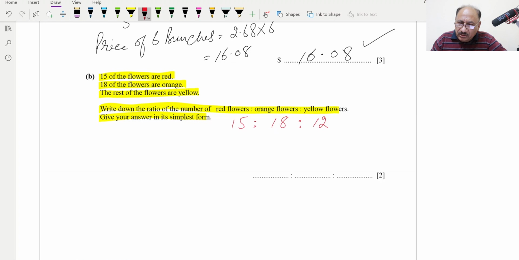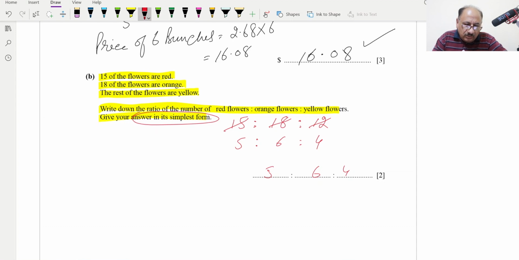Now we have to give the answer in simplest form. So we can divide by 3. 3 5s are 15, 3 6s are 18, and 3 4s are 12. So the simplified ratio will be 5 ratio 6 ratio 4. This will be our answer.